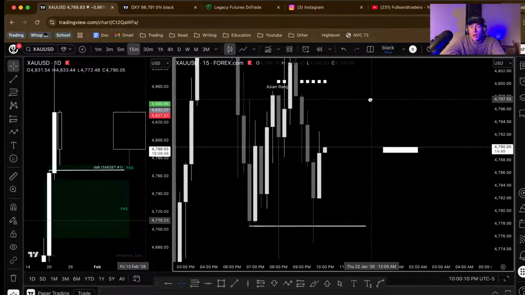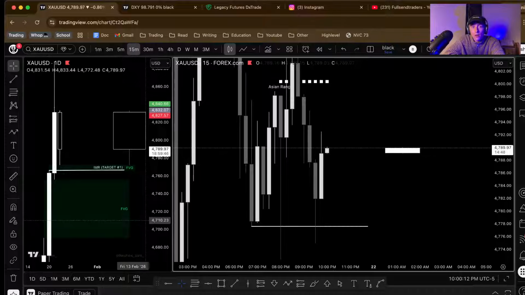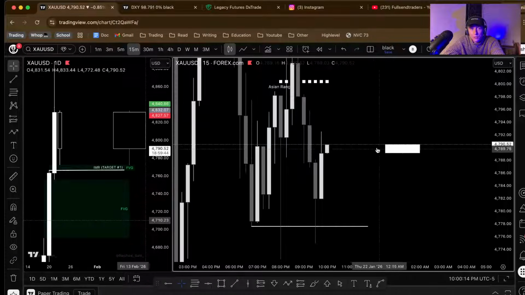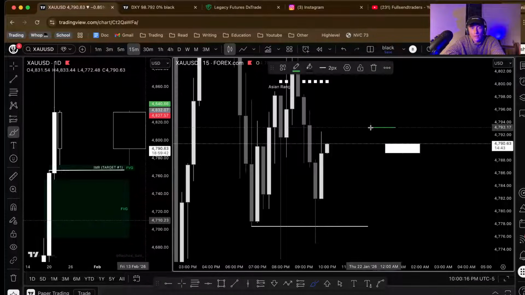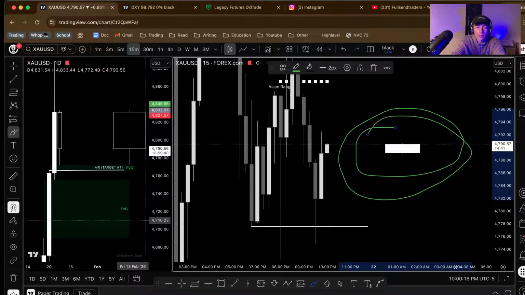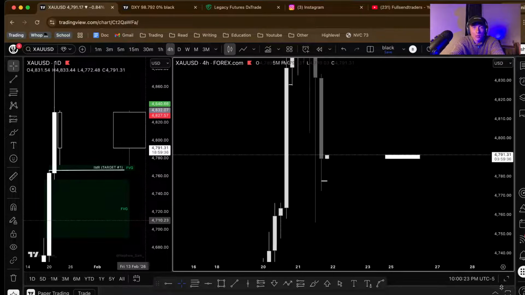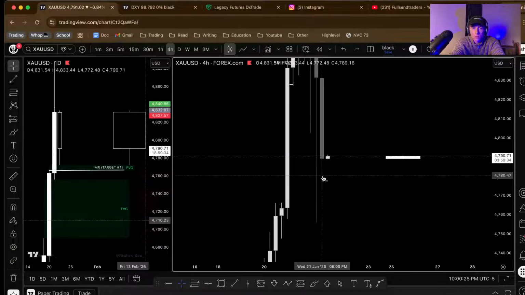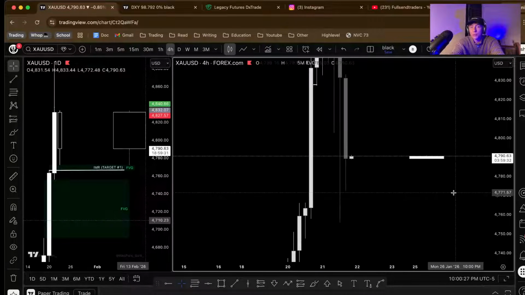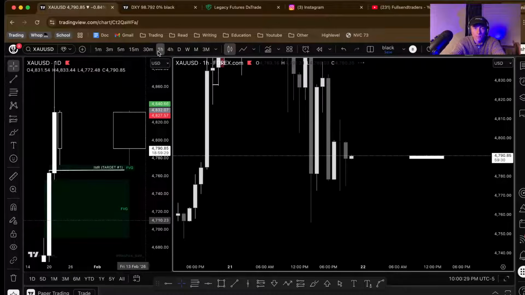And part of the reason why I love trading the 7 o'clock is because we get a new 4-hour candle. So you can see on the right hand side, this is the 4-hour candle. It'll show me the 4-hour candle. And just now we got a new 4-hour candle that just opened. So at 7 o'clock, we get that new 4-hour candle, and I just pretty much look for where it's going to go.